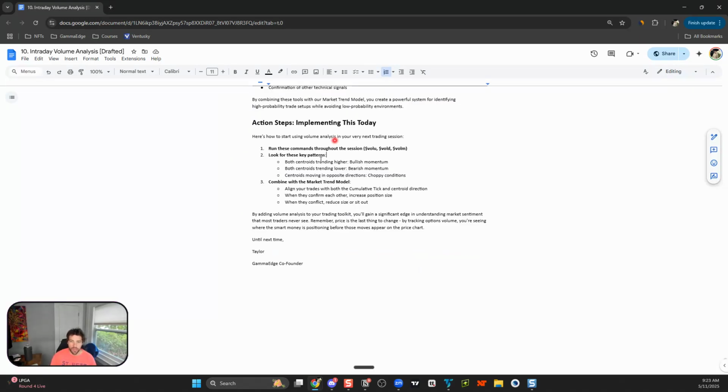Second, once you run the command, look for the key patterns that we discussed above. Are both centroids trending higher? Could be bullish momentum. Are both trending lower? Could be bearish momentum. Or are they converging, which is a signature of choppy conditions? And then combine that with the market trend model. Make sure that your trades are aligned with both the cumulative tick and the direction of the centroids. And yeah, that's all I've got to say about that.